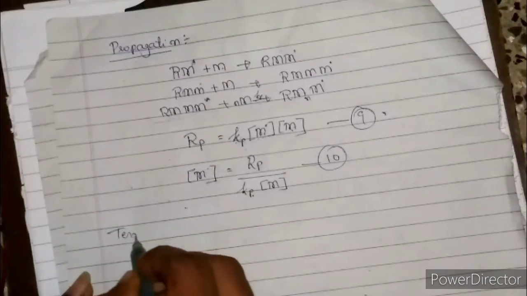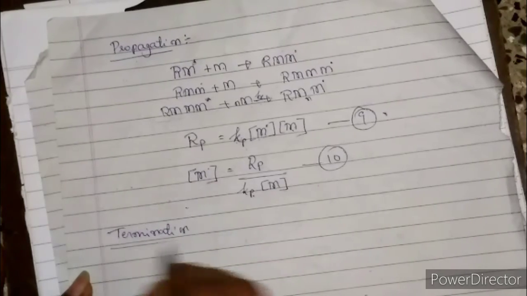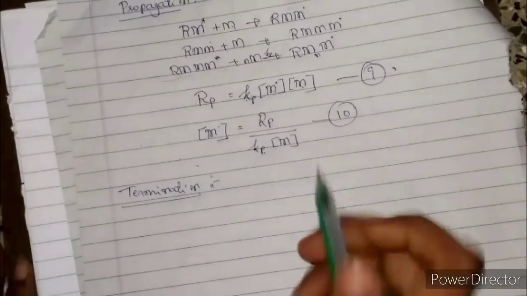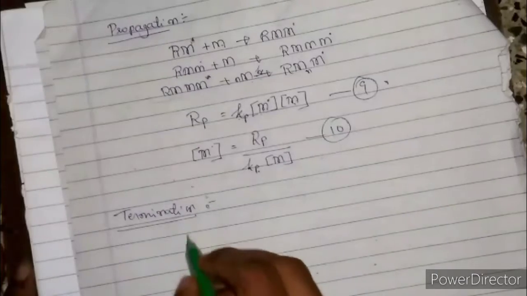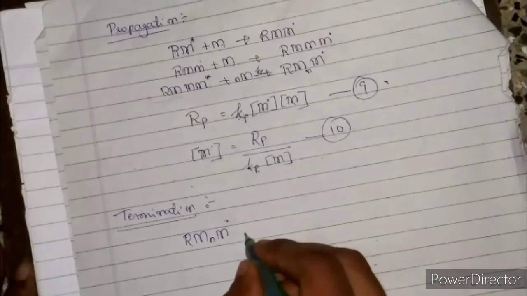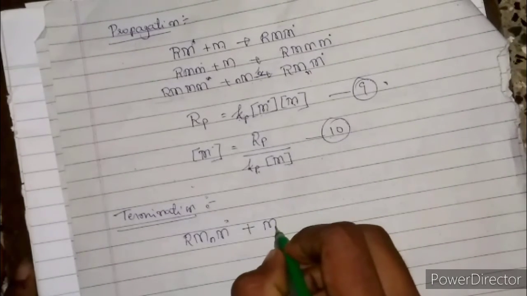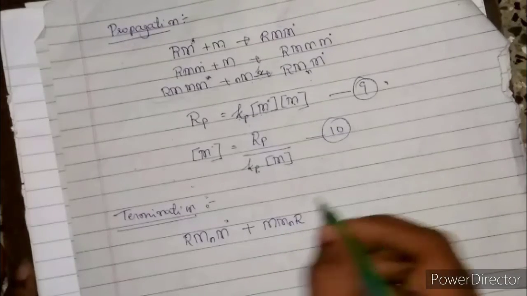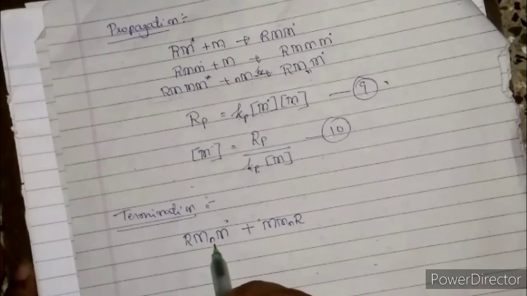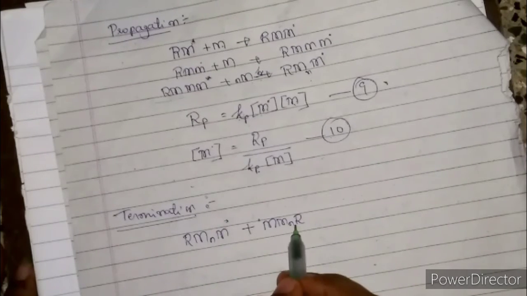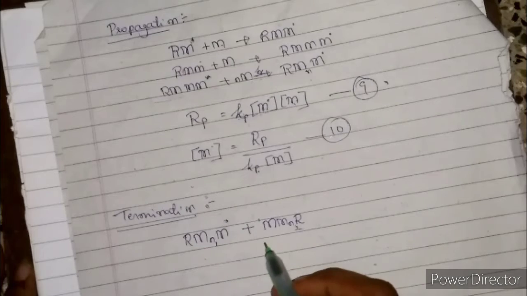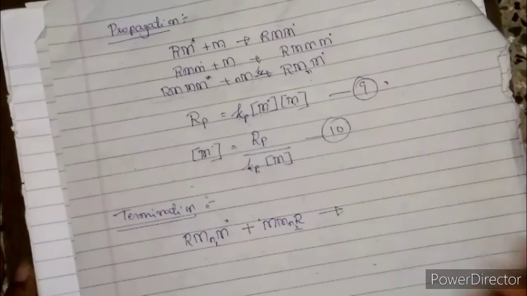Next is the termination, wherein the growth of the polymer chain terminates. Suppose you have two growing polymer chains. I just take this one, M free radical. This is one growing polymer chain. Now suppose you have another growing polymer chain like this. I just wrote the same thing in reverse, M free radical, just to differentiate the two growing polymer chains. Now what happened?